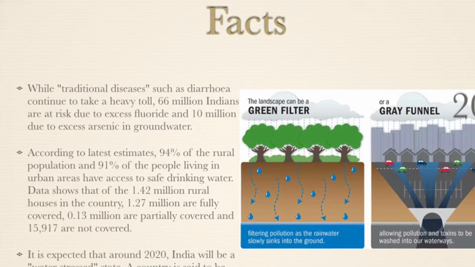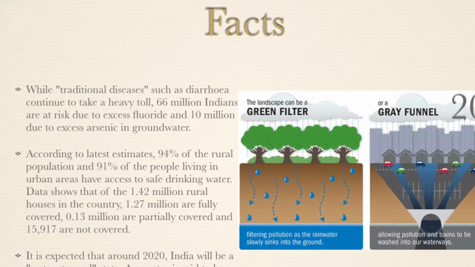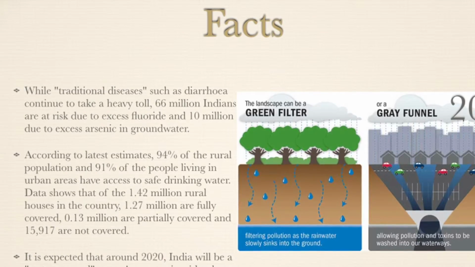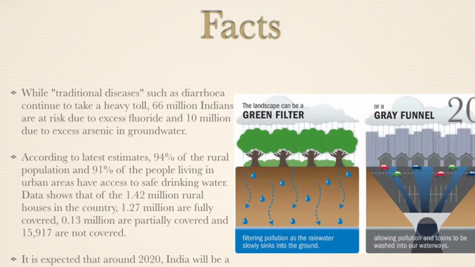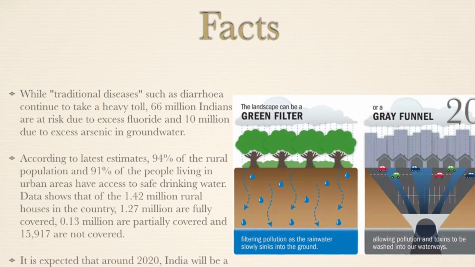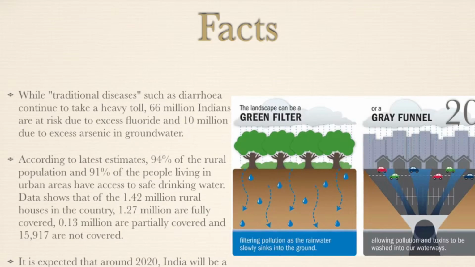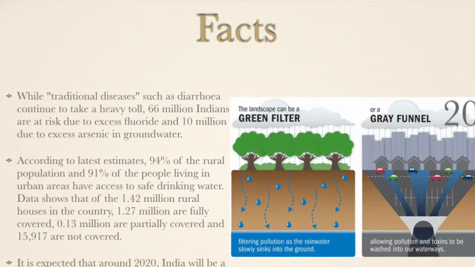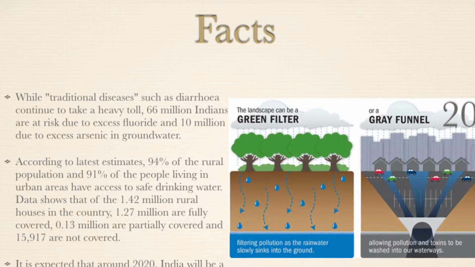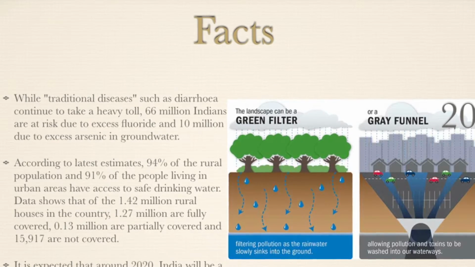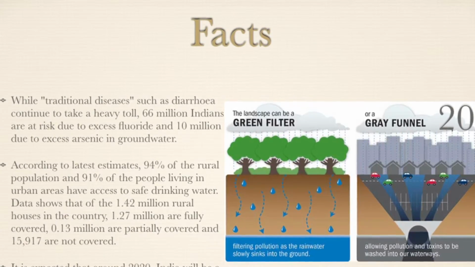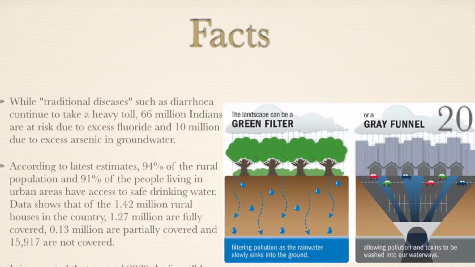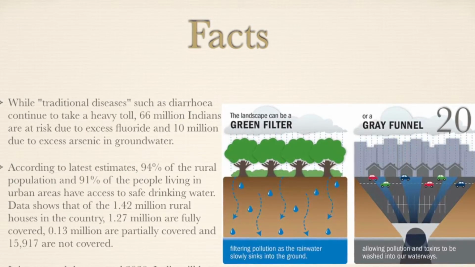According to latest estimates, 94% of the rural population and 91% of the people living in urban areas have access to safe drinking water. Data shows that of the 1.42 million rural houses in the country, 1.27 million are fully covered, 0.13 million are partially covered, and 15,917 are not covered. It is expected that around 2020, India will be a water-stressed state.